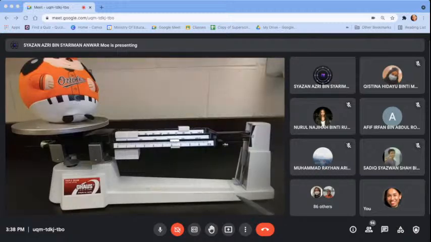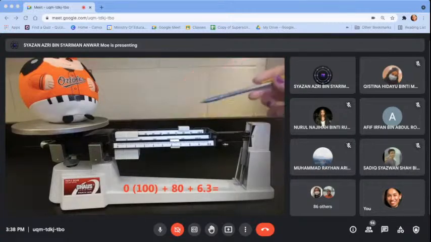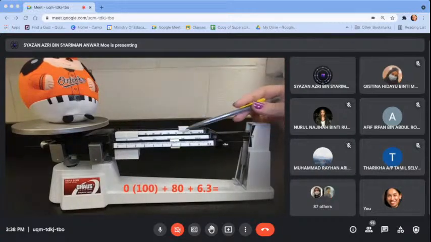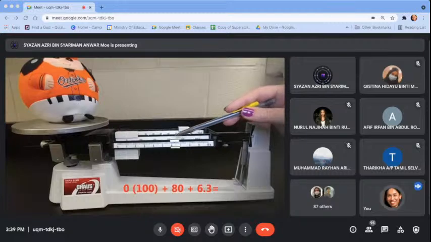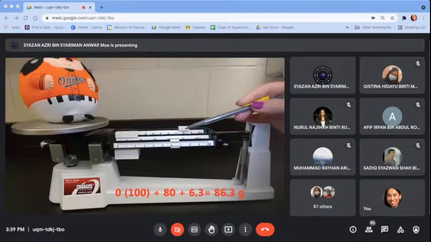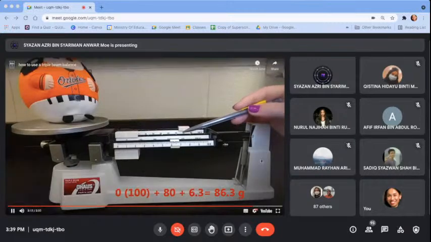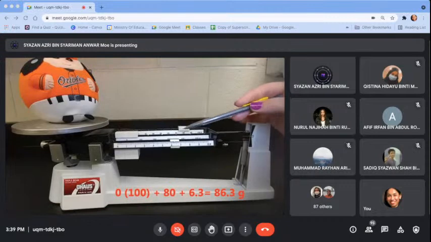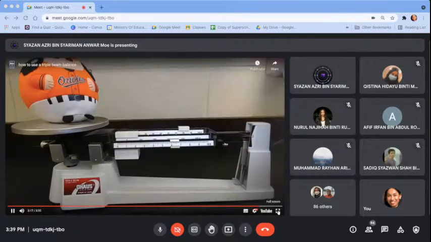So we have 0 hundreds plus 80 grams plus 6.3. That means that this 0 plus 80 plus 6.3, or 86.3 grams, is how much mass is in that Oriole bird.